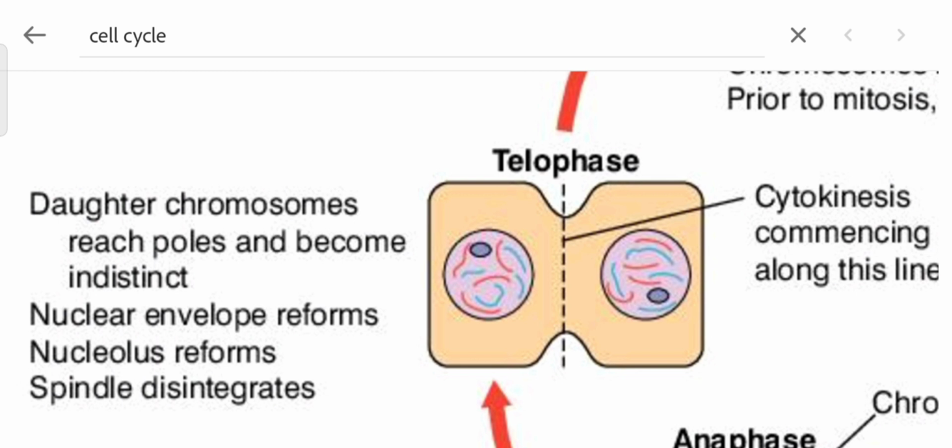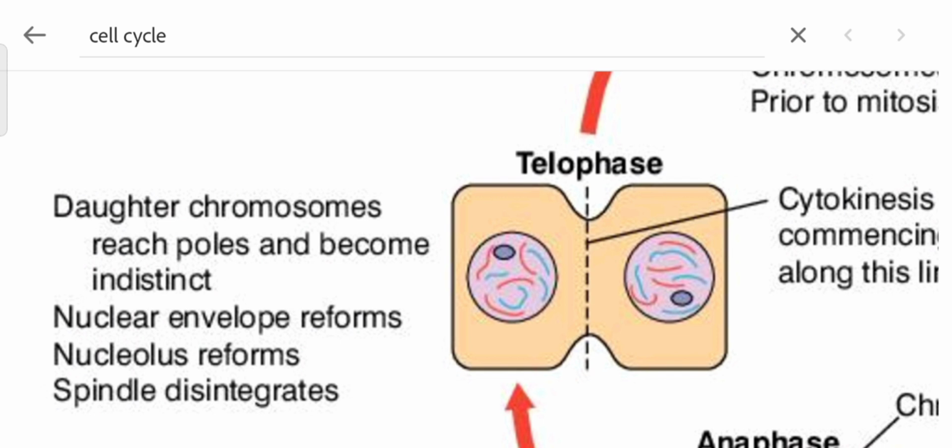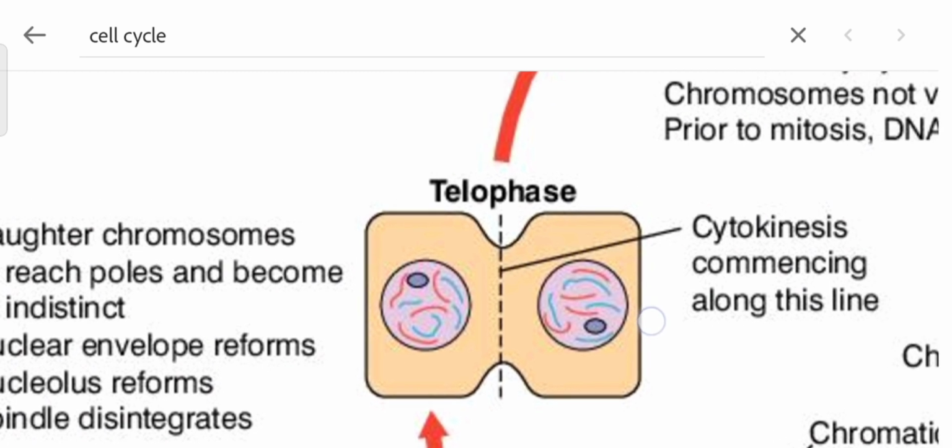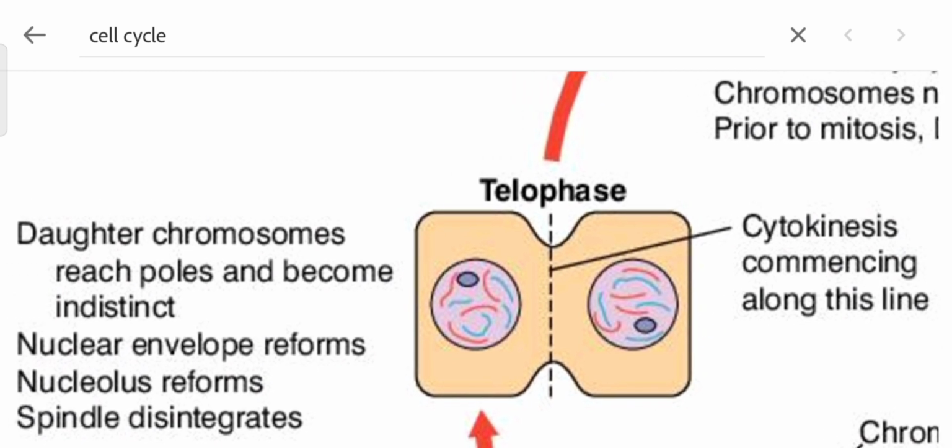Now, the nuclear envelope that disappeared during prophase is going to reappear. The nucleolus is going to be reformed. You can clearly see that the nucleolus has been reformed. You can clearly see that the nuclear envelope has been reformed. The spindle fibers, all the spindles disintegrate. And after that has all happened, the daughter chromosomes have reached the opposite poles. The nuclear envelope reappears. The nucleus reforms. The spindle fibers disintegrate. That marks the end of telophase.